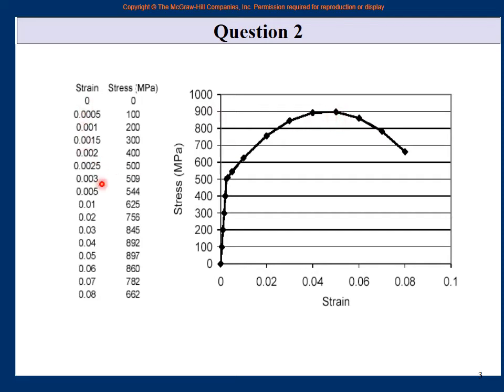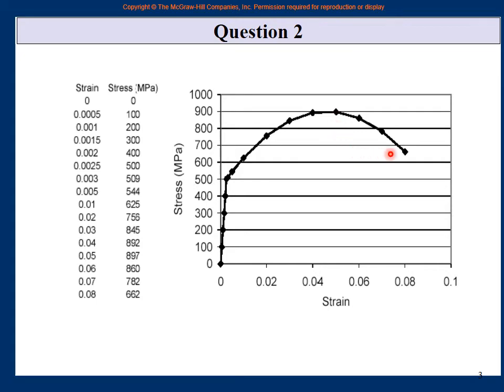This is not giving you all the remaining values until 900. It is giving you until 662. So it is giving you until here roughly, the data table. But that is for another reason. From the graph, the yield point is this 500 megapascal and the ultimate is roughly 900, right?